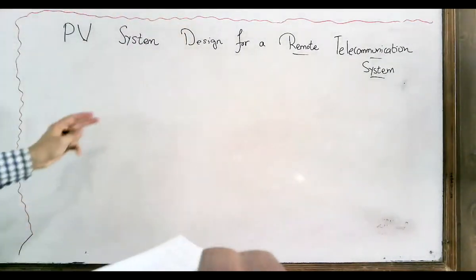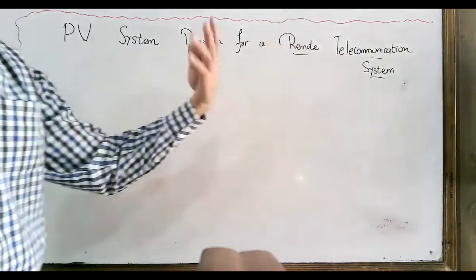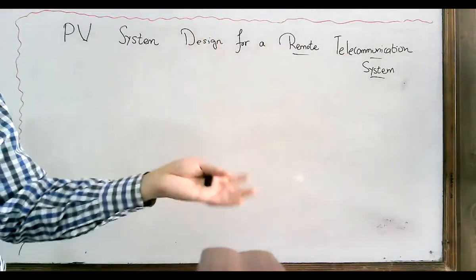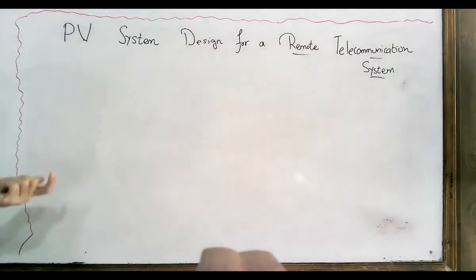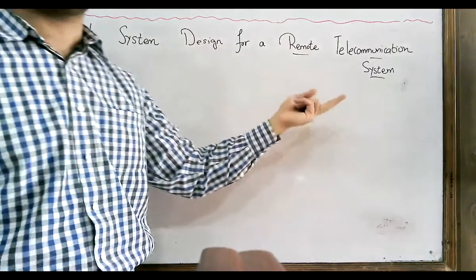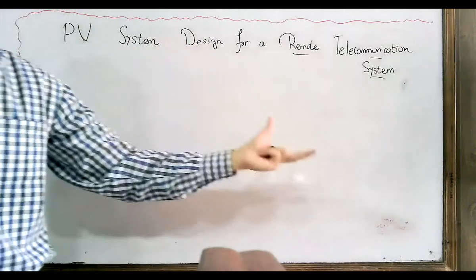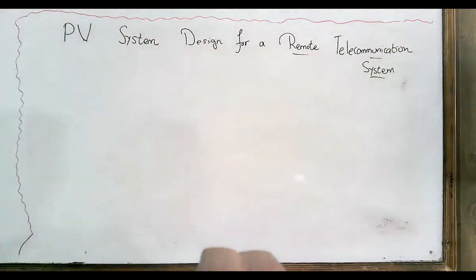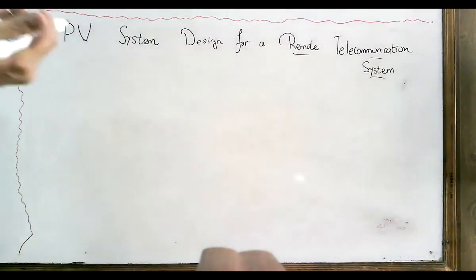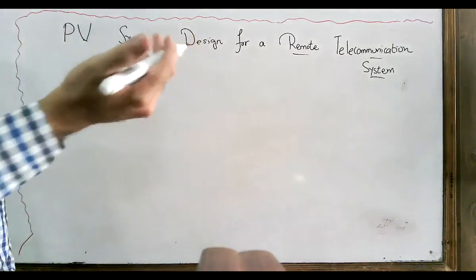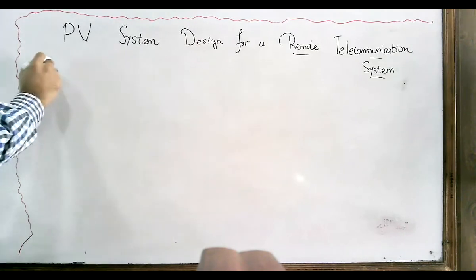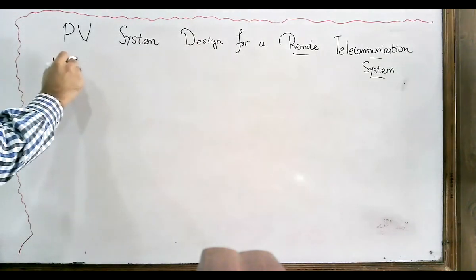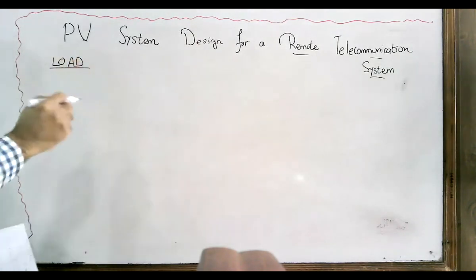Now, if you have a remote area where there is no other kind of supply, but there is a good quantity of sunlight, then why not power your telecommunication equipment or telecommunication tower through the PV system? So whenever you have to design or do the calculations, you first look for the load. What is the load you have to power up?